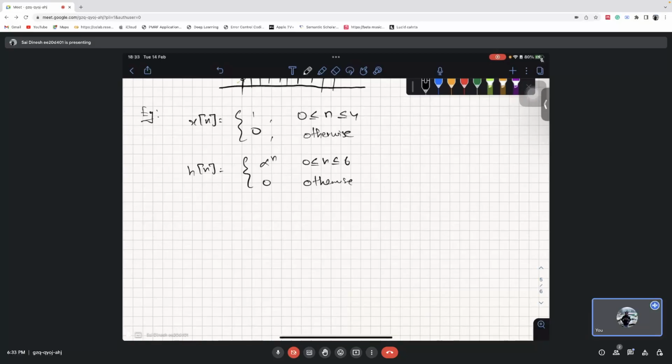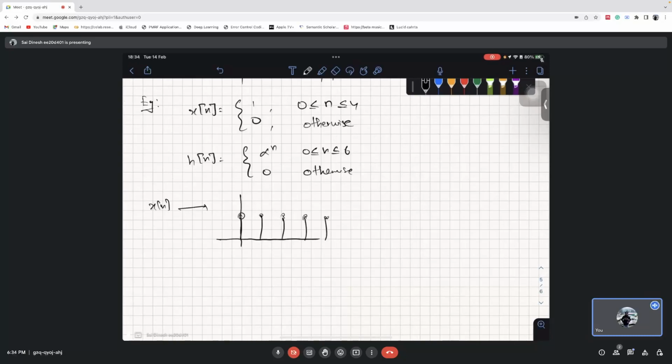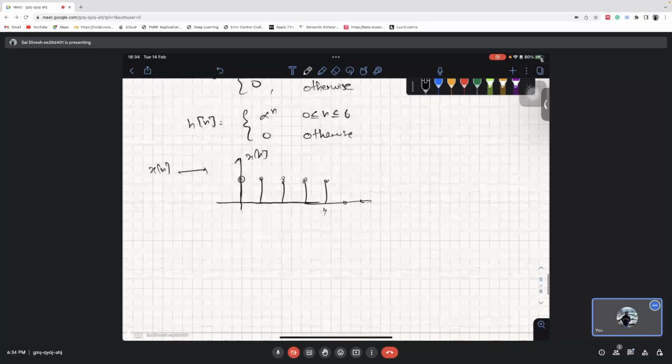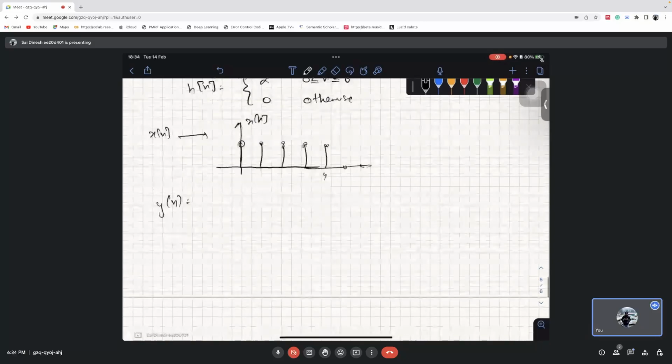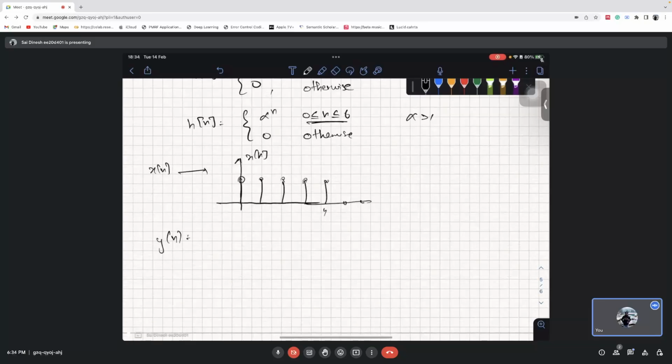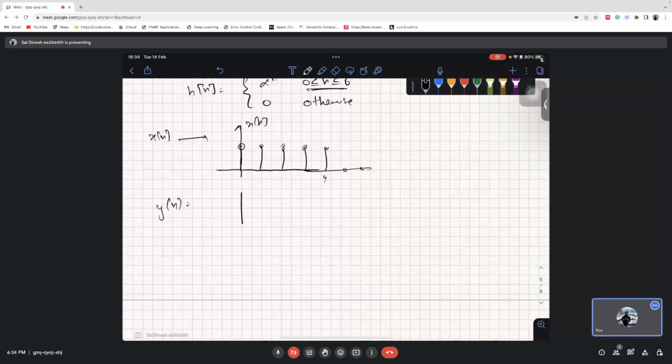So let's say x of n is like 0 1 2 3 4, and then y of n here, and we consider alpha greater than 1 here, but since it is only a finite range, we have a finite signal, right?